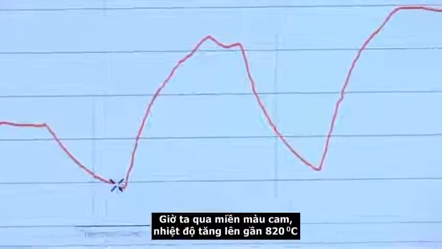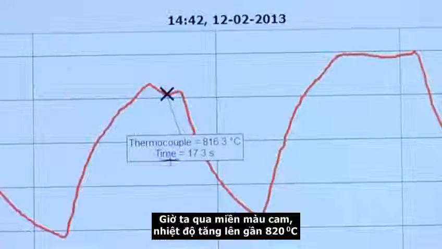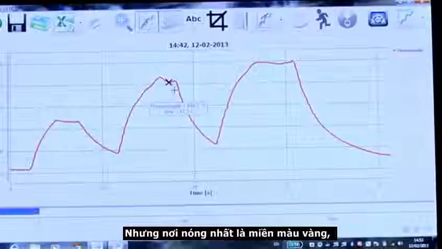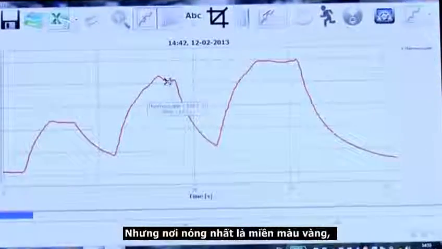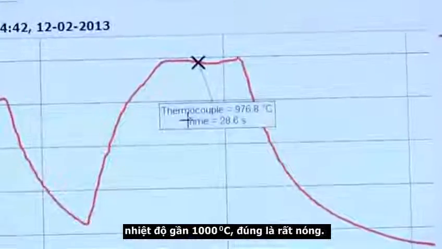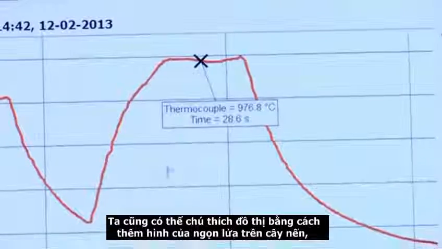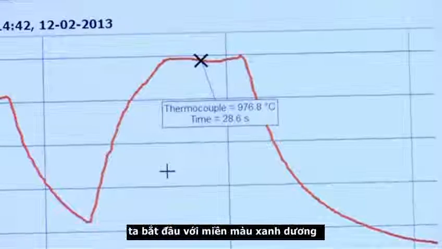Let's move to the orange zone. In the orange zone, we reach almost 820 degrees centigrade. But the hottest place of the candle flame is the yellow zone, with nearly 1000 degrees centigrade. Well, this is hot. We can also annotate the graph, adding the pictures of the candle flame.